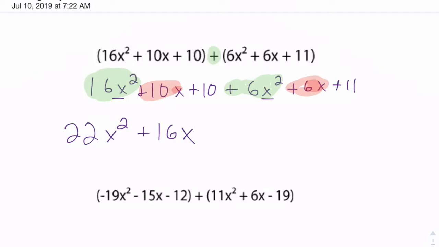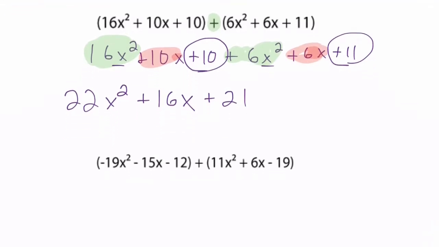And then my constants, a number that's by itself, we have positive 10 and positive 11. When I combine those numbers act normal. 10 plus 11 is 21. So written in standard form, 22x squared plus 16x plus 21.